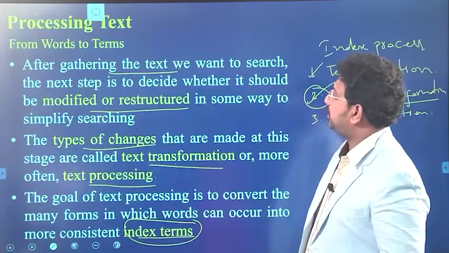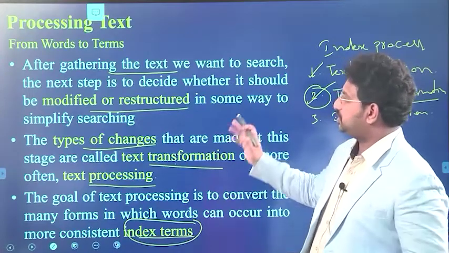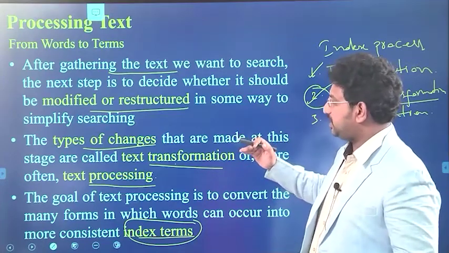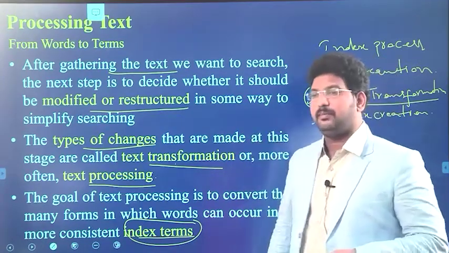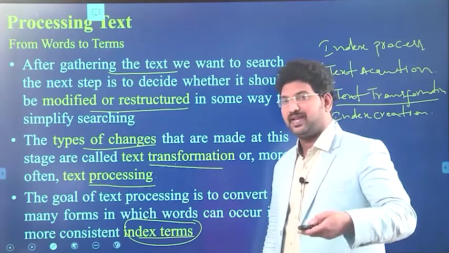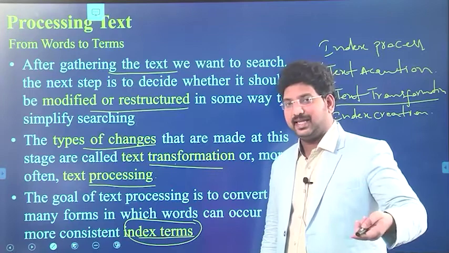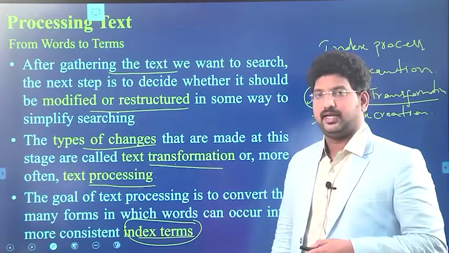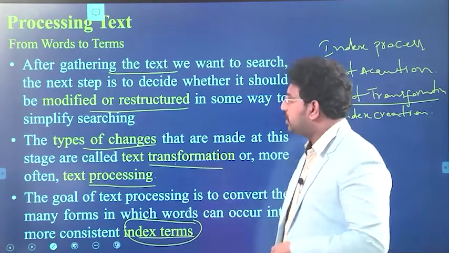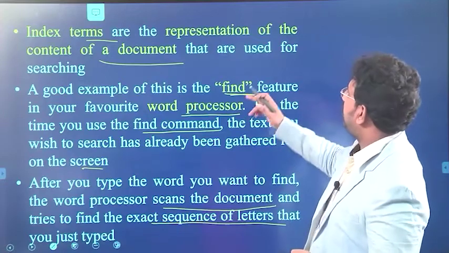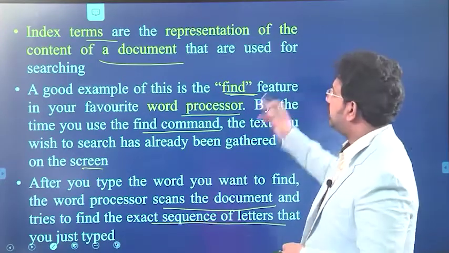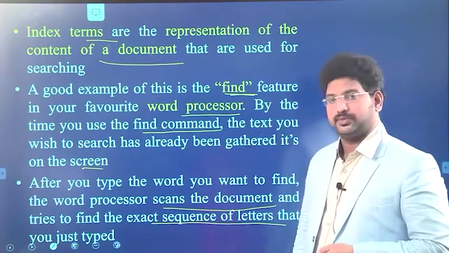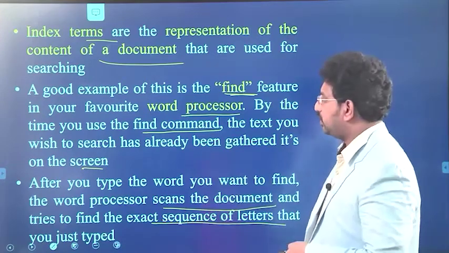So as part of processing text from words to terms, the main thing to remember is that you are going to make modifications at this stage after gathering the text. That is what we simply call text processing or text transformation. As part of it, you generate the index terms, which represent the content of the document and are used for searching. One of the best examples is the word processor you use on your laptop or computer.